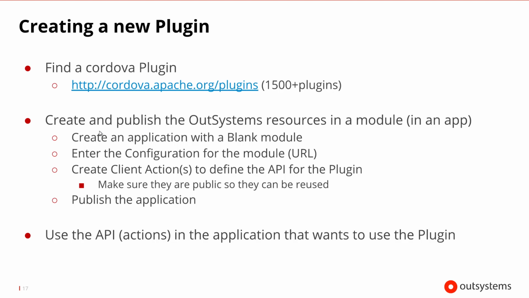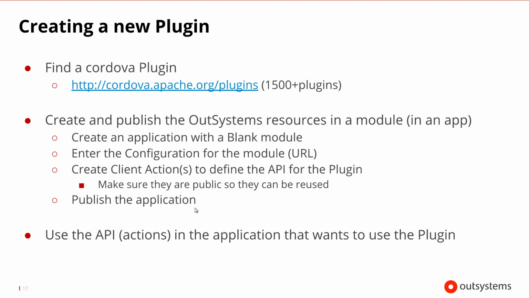So to do that, we would go ahead and create and publish the OutSystems resources in a module, and that module will obviously be contained in an app, but we can go ahead and create the application. If it has a blank module, we can then configure that module by setting the right URL to be able to use the plugin. And then we need to create client actions that are the API for us to interact with the plugin. And inside of these client actions, we'll have the JavaScript code that will be able to interact with that API. And we want to make sure that those are public so that they're reusable.